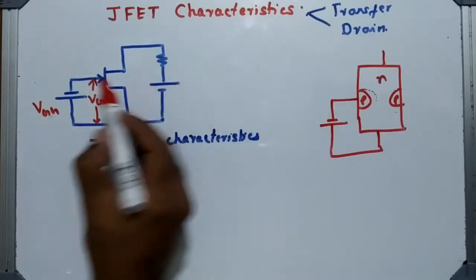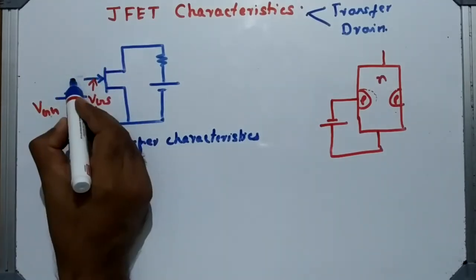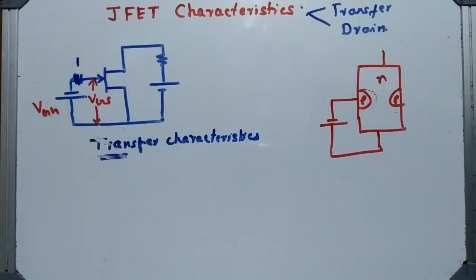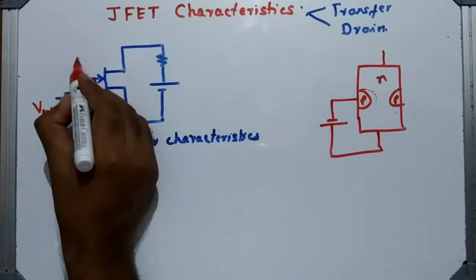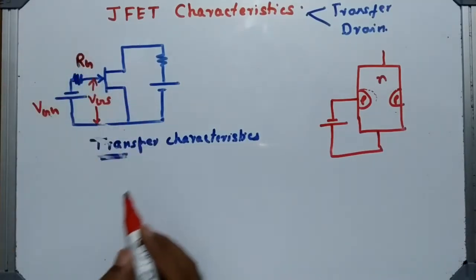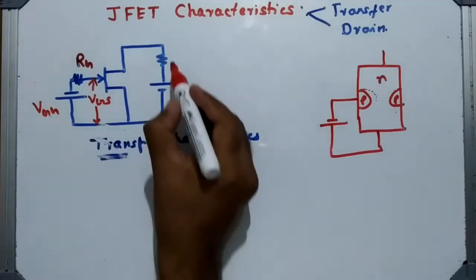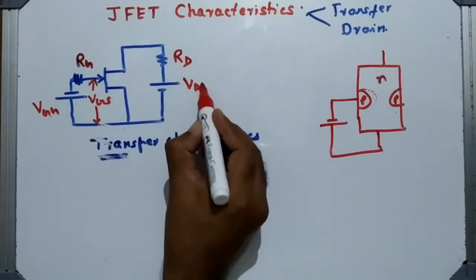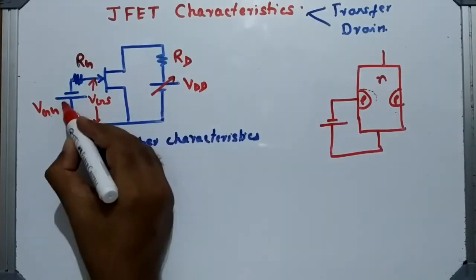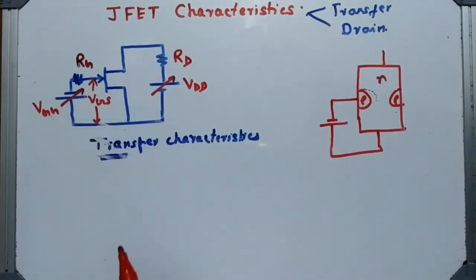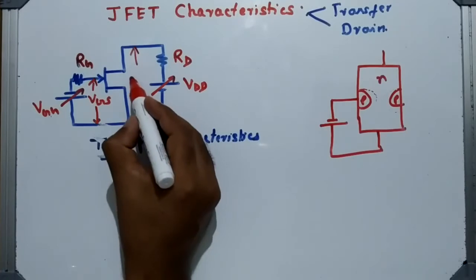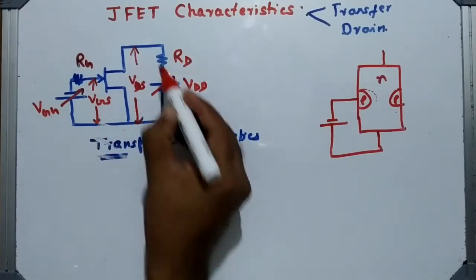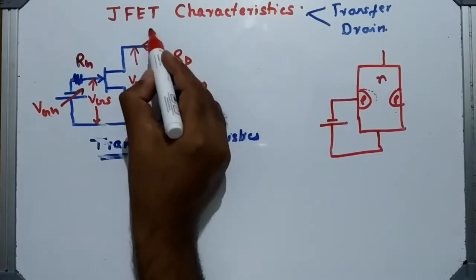And here to limit the current, we use a resistor that is called RG. Please make the correction, RG, gate resistance, and this is the drain resistance RD, and this is VDD, which is variable, even VGG also. The drain to source voltage, we call it as VDS, and the drain current is called ID, represented by ID.